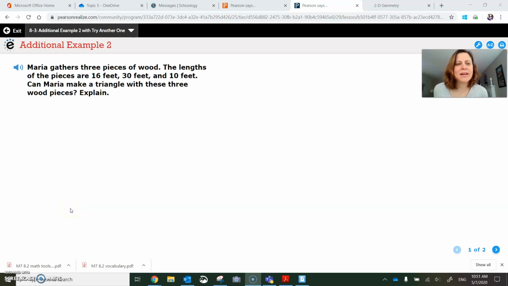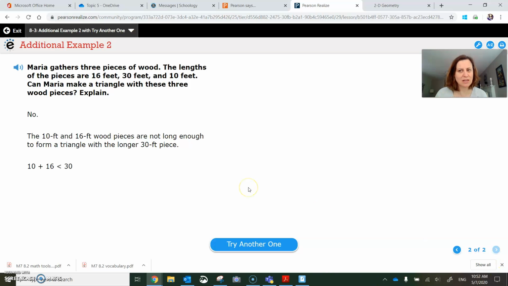Here are some additional examples from 8.3, and we're going to try this using the geometry software. Maria gathers 3 pieces of wood, 16 feet, 30 feet, and 10 feet. Can she make a triangle with these wood pieces? When you click to the next page, it just automatically says no.